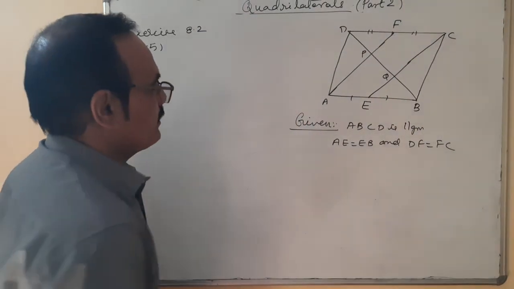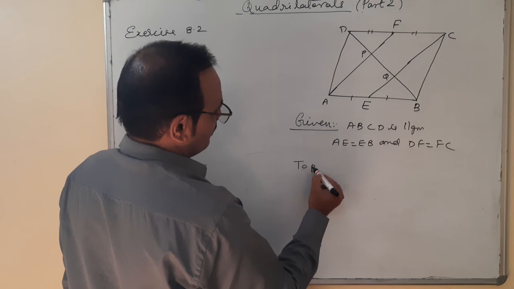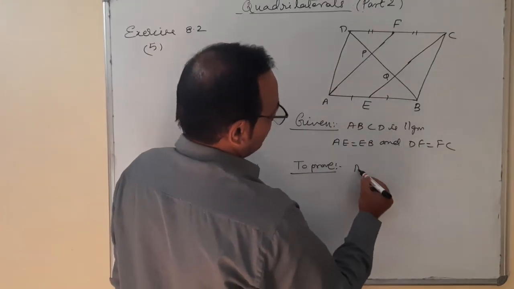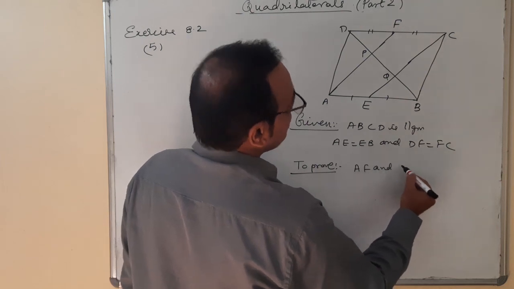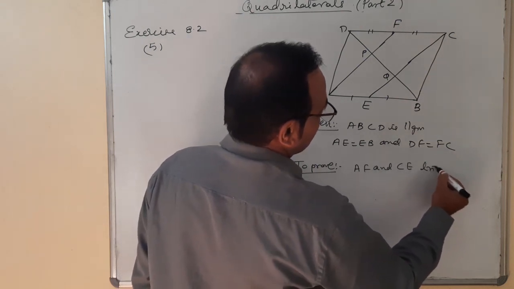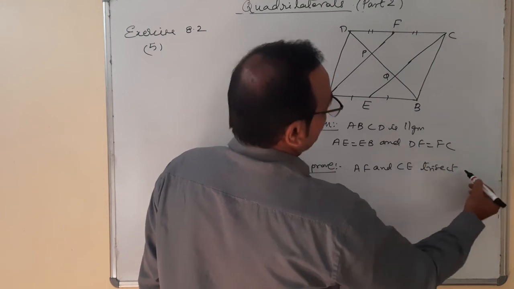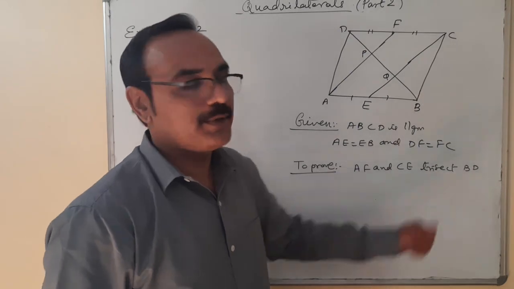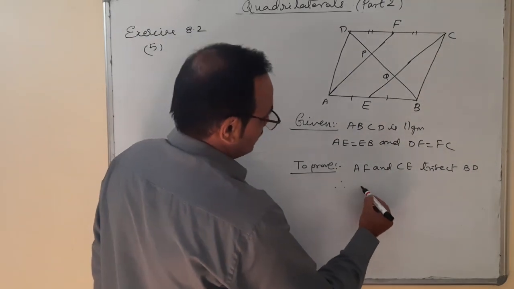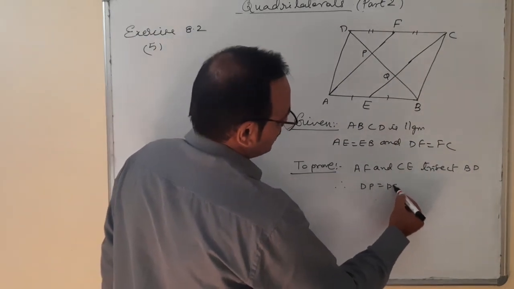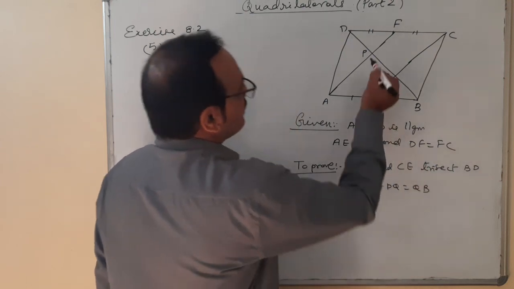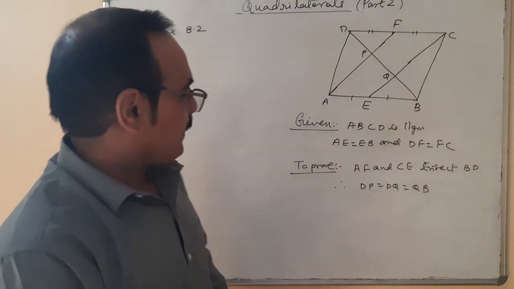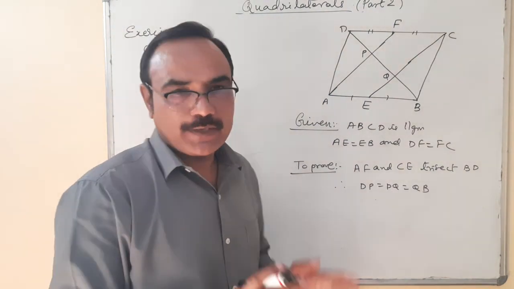To prove: AF and CE trisect BD. That means DP is equal to PQ is equal to QB. This we have to prove. Got it? It's a very interesting question.